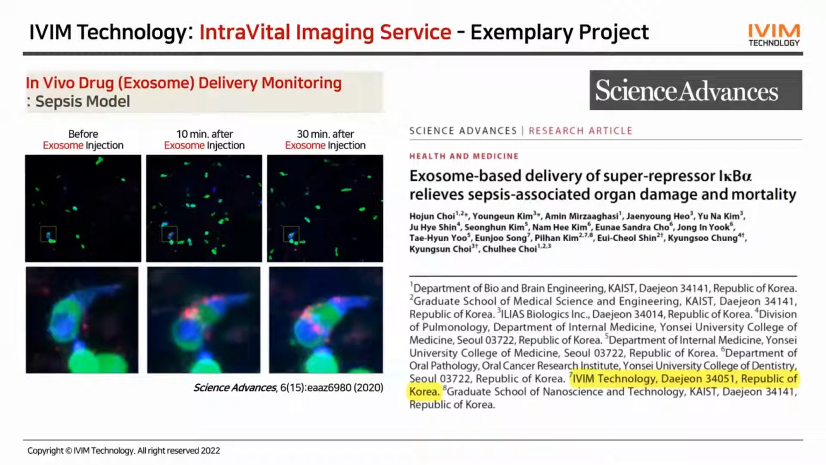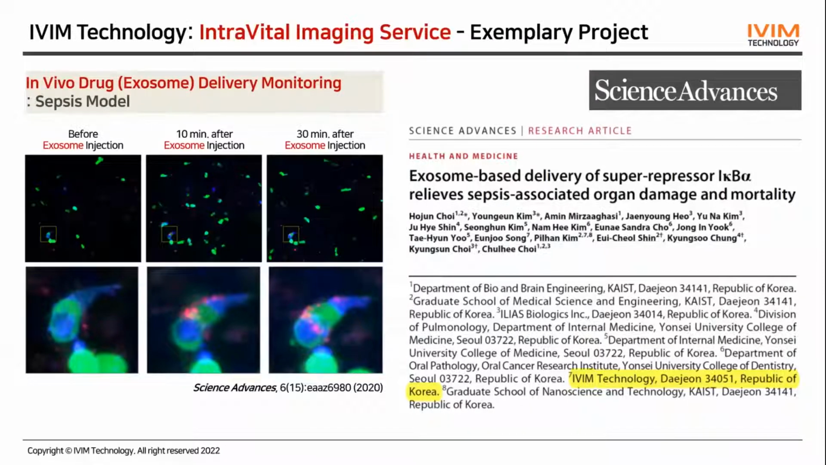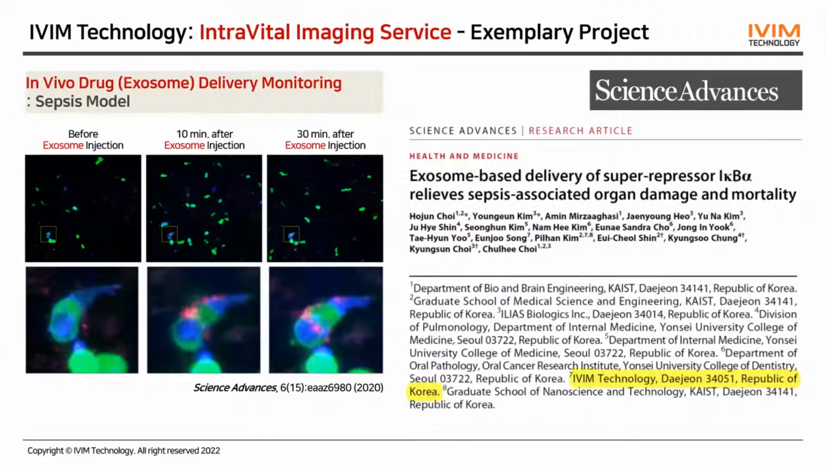Thereby, if you have any question about an intravital experiment of your organ or tissue of interest in your mouse model, please feel free to contact us. Then we can fully support you for the best intravital data.